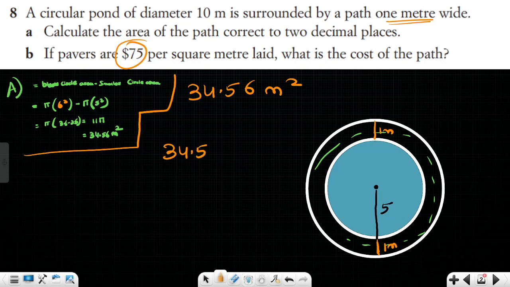Therefore, the cost for total paving will be 34.56 into 75. You will be getting exactly $2592. Always, once the sum is completed, Akshita, please check the answers back. Anything wrong, please inform me. So this is the total cost for paving. Okay, please note down.